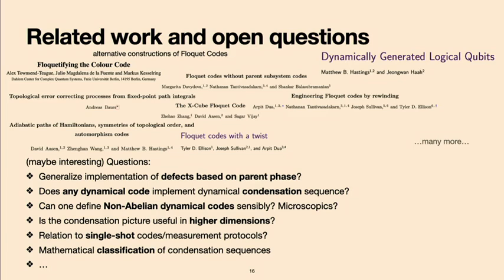Of course, there's the OG paper of dynamically generated logical qubits that shows that this is even possible and gives the first example. I also put some maybe interesting questions out there related to condensation and Floquet codes. If you have some idea or find it interesting, please feel free to come to me at any time at this conference.